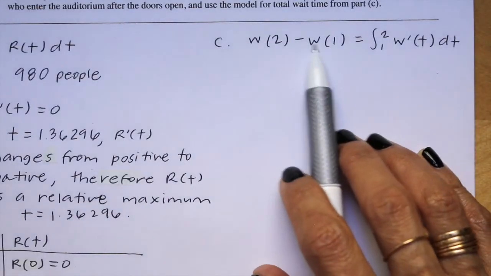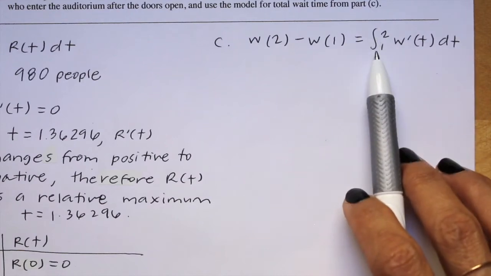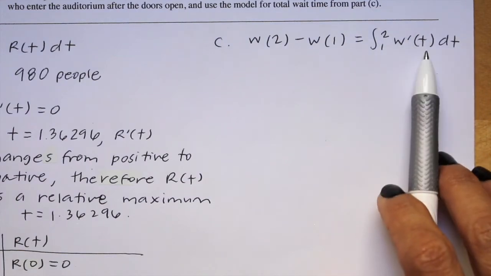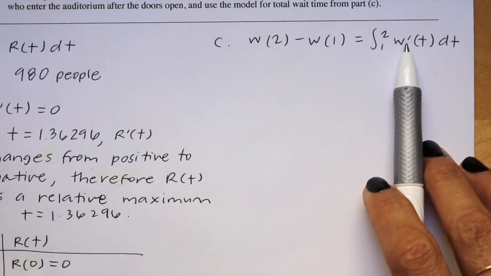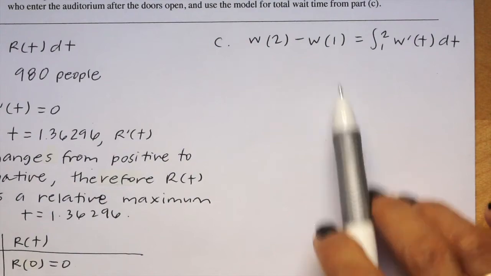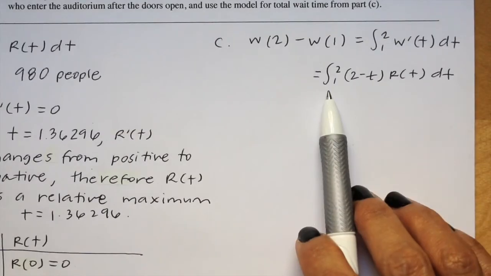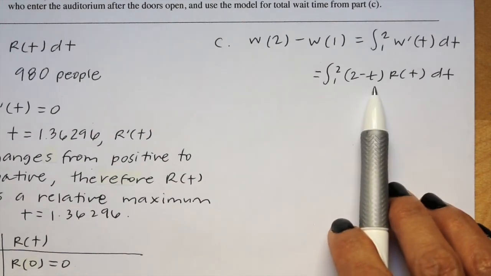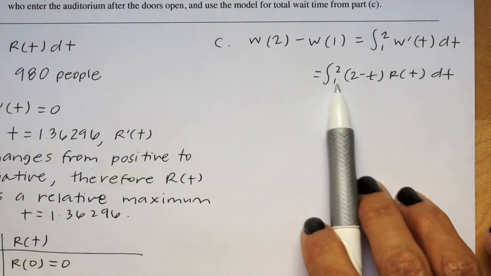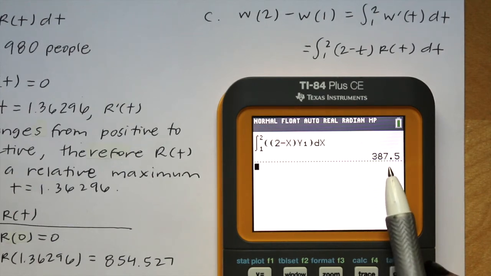So w of 2 minus w of 1 equals, and if you notice we're kind of going backwards, we're going to do the integral from 1 to 2 of w prime. So again, when you integrate w prime, you get just w, then you evaluate it by plugging in 2 minus plugging in 1, which is this expression right here. We're given w prime, so let's go ahead and plug that in. So now we have the integral from 1 to 2 of the quantity 2 minus t, r of t dt, and we're going to use the calculator to find this. So we're going to go math 9, and our integrand is 2 minus t, times r, which is our y1, and you get 387.5.